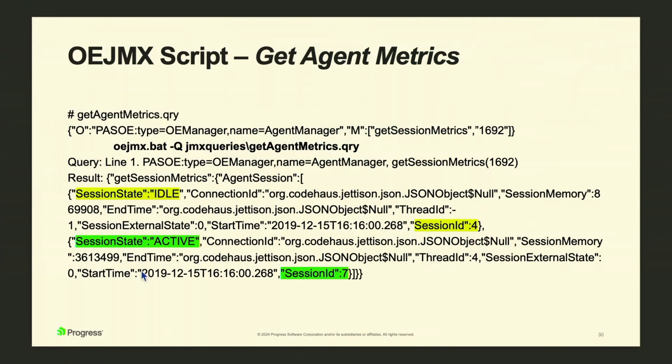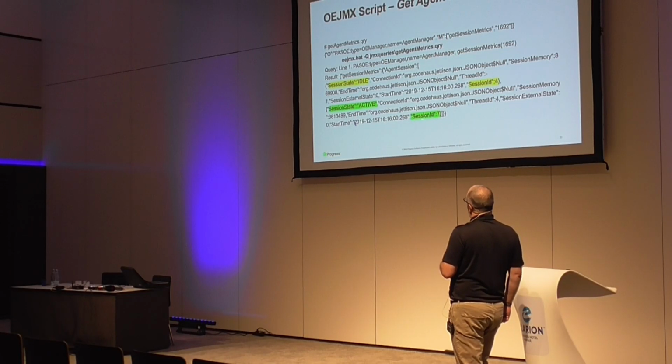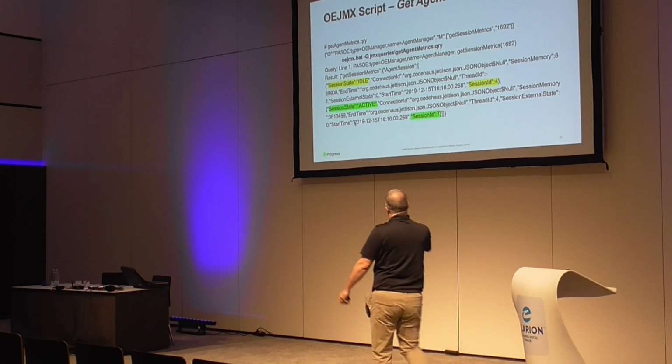All right, so inside of that one agent, that one executable, there's 2 sessions in there available. One is idle. His name is session 4. The other one is active and doing something, and his name or identifier is session 7.